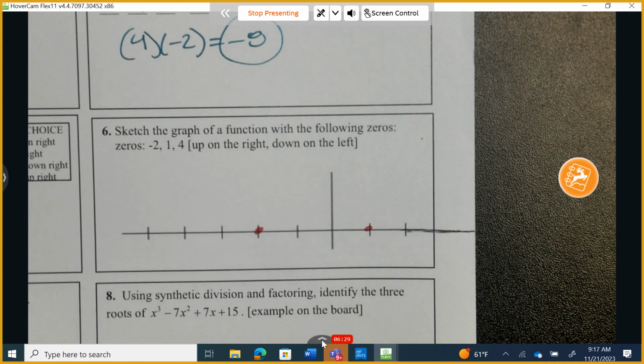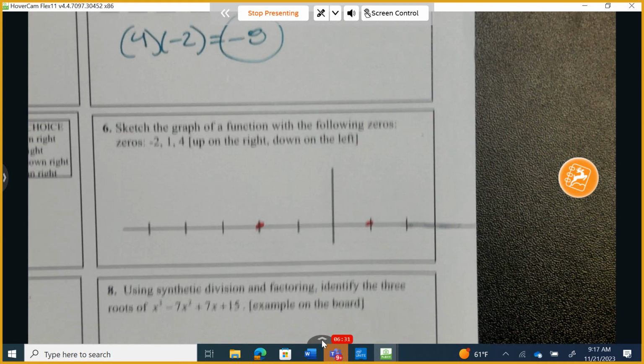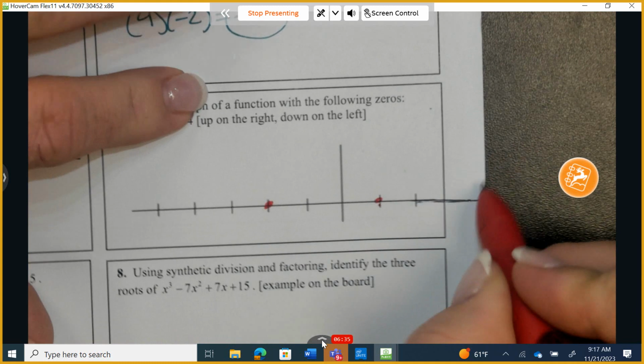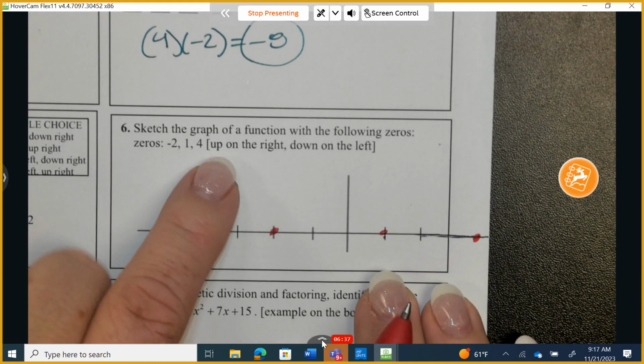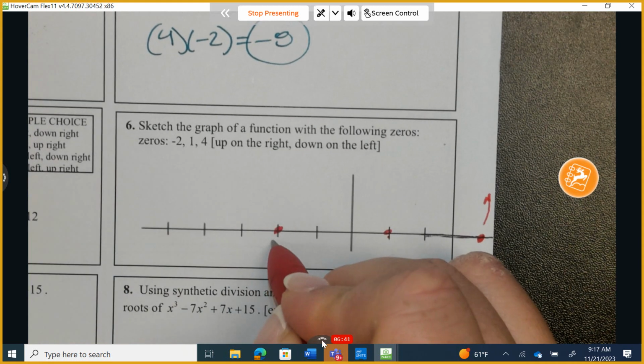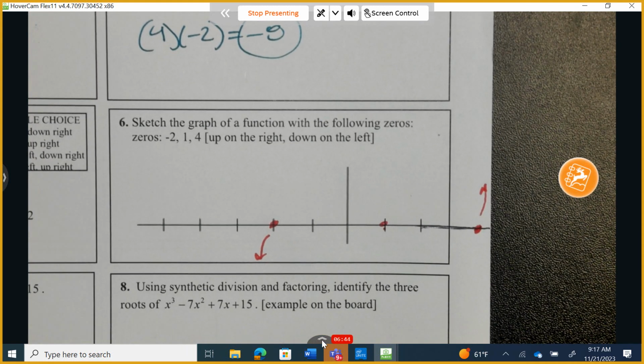Look on the board right now at multiplicities 1, 2, and 3. Look at the 3 graphs that will remain on the board. So here is at -2, at +1, and we're going to say 4 is way over here. It already tells me it's up on the right, and it's down on the left. It already provides me that information.